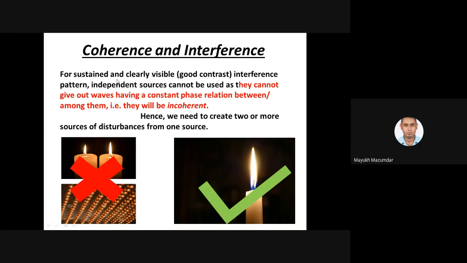Else it would be like it interfered, and by the time you were able to bring the screen or cast it on the screen, it got vanished again. It's not like that. It should be stable and clearly visible. That means the contrast should be very good. Like you can see in these two pictures, the candles; you can see the contrast is very good.